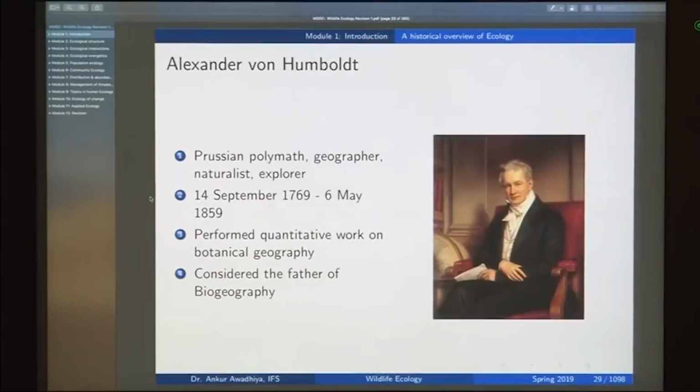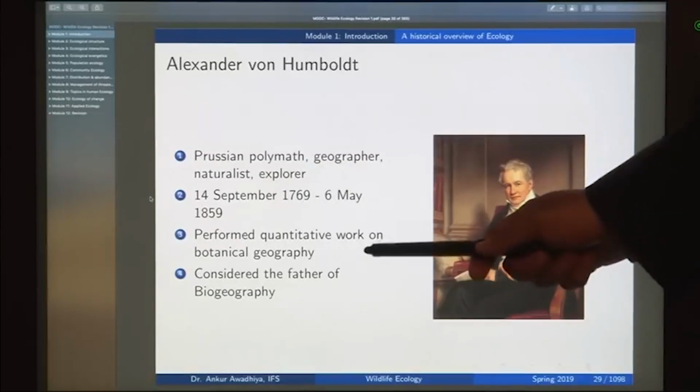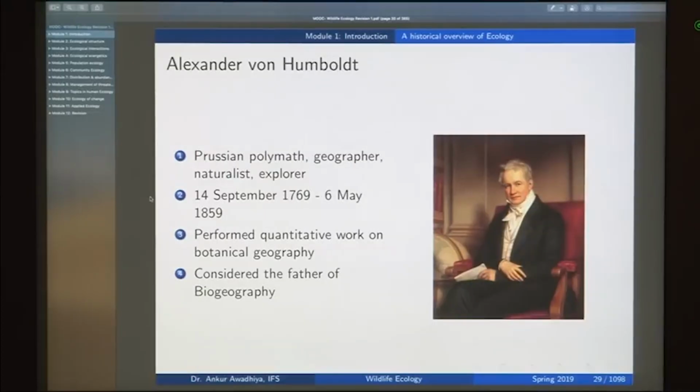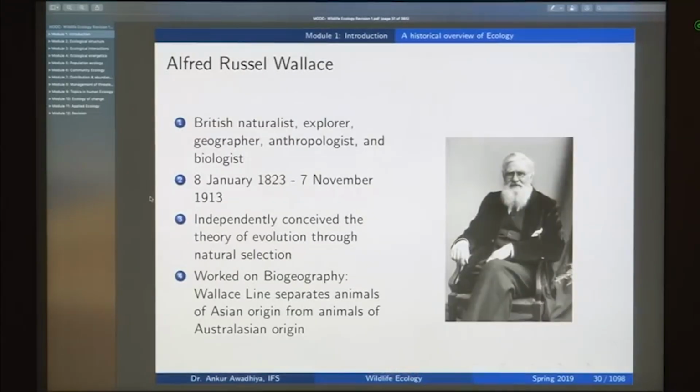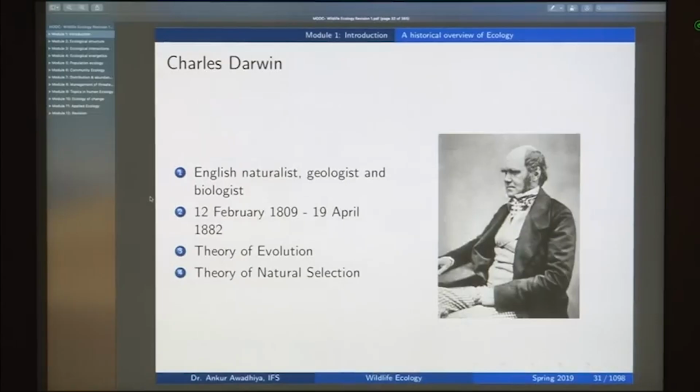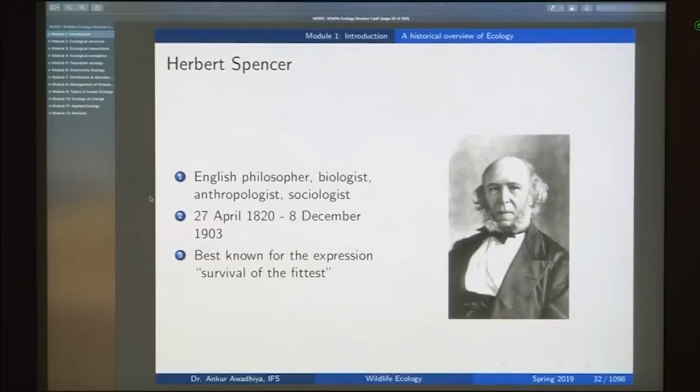Then we talked about Alexander von Humboldt, who is considered the father of biogeography, and we have devoted quite a lot of attention to biogeography. He performed quite a lot of quantitative work on botanical geography, especially in South America. Then we have Wallace and Darwin, who together came up with the theory of evolution, and we have looked at theory of evolution in more detail in some of the lectures. So, we have the theory of evolution and the theory of natural selection. Then we also have Herbert Spencer, who coined the term survival of the fittest.